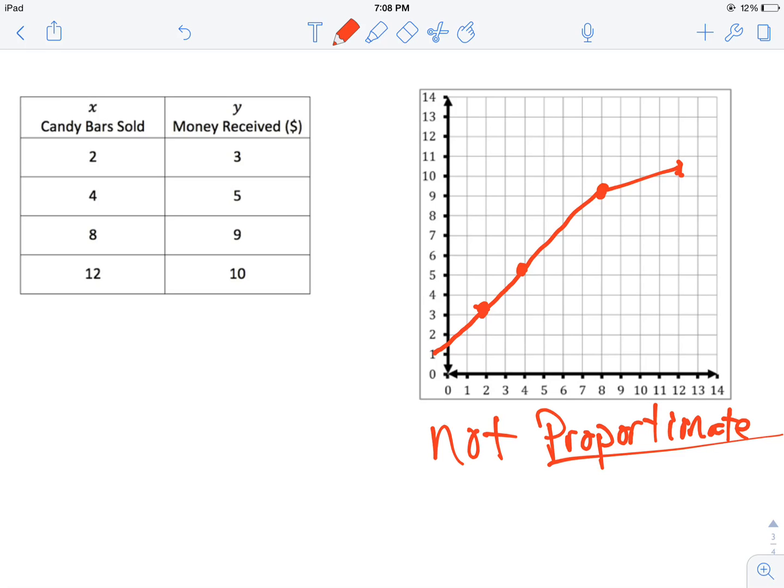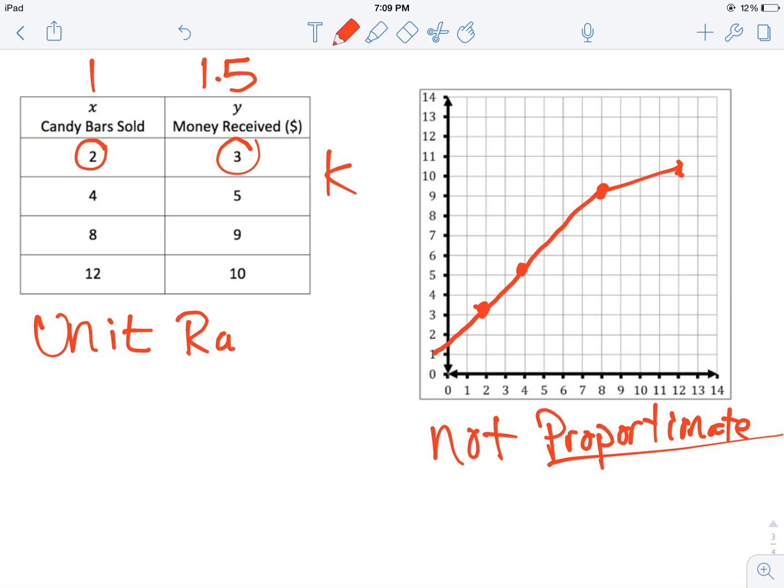So let's go back and just double check, right? Let me give you another example of why not. I'm going to look for my unit rate. Let's see what k is. So I'm going to pretend if I sold 1 candy bar, that's half as much as 2, that I would earn half as much as 3. I would earn half as much money. So it looks like my unit rate is 1.5, right? Unit rate. I've got to really slow down here and write more clearly. The unit rate equals 1 5/10.